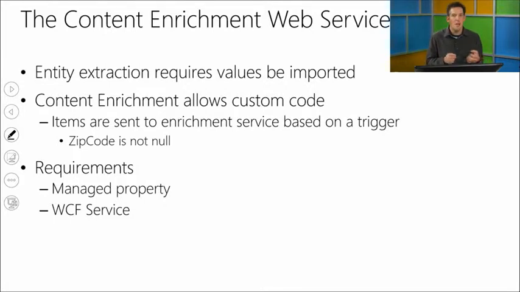Now, you can decide that you want to put everything inside of there. You can also do it just based on an individual trigger. So maybe something like the zip code is not null. Now, this does require that you have a managed property, and it does require that you go in and set up a WCF service. Now, for those of you who've done FAST, that right there is a big change.